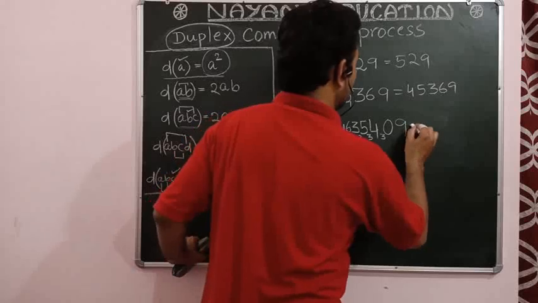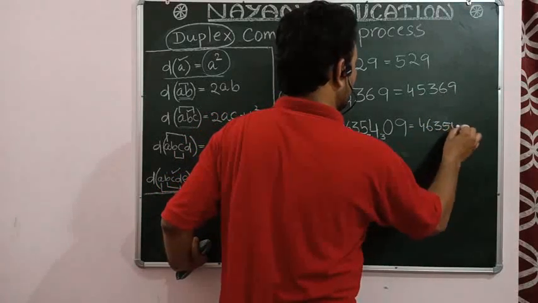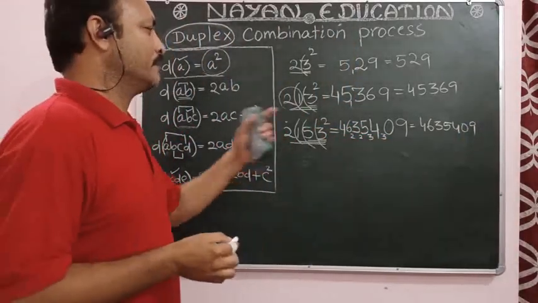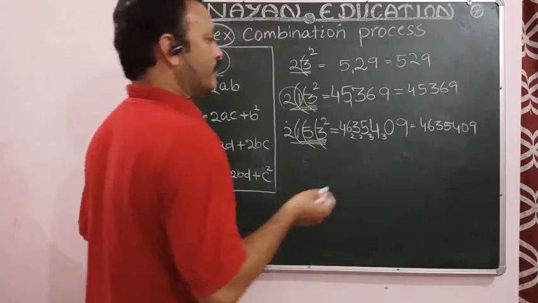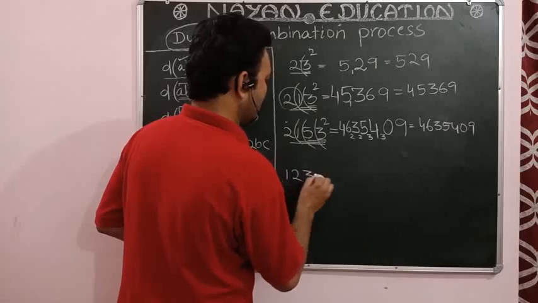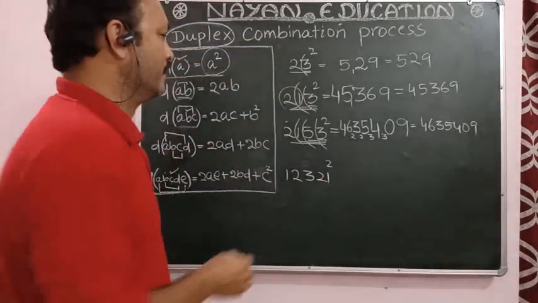So the square is 4635409. Isn't it so simple, friends? Now again, let us find out the square of a 5-digit number. 12321. Let us find out its square.